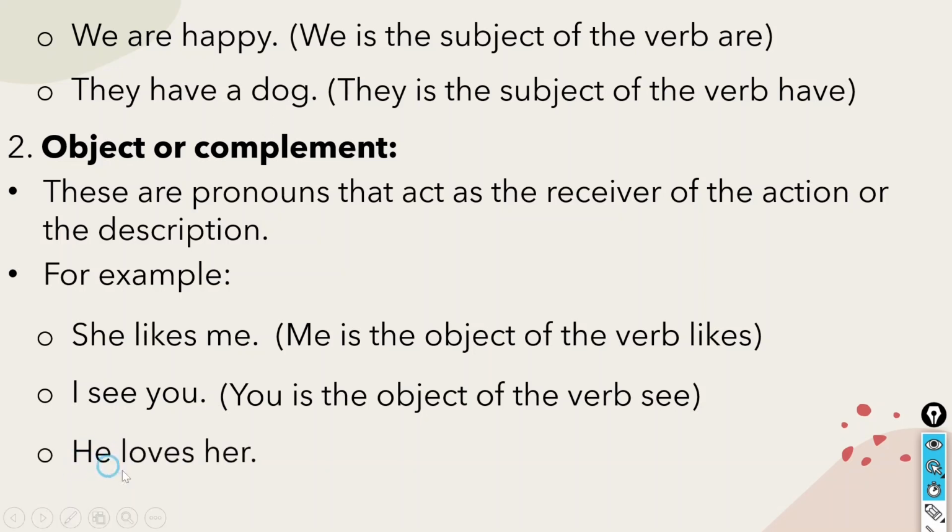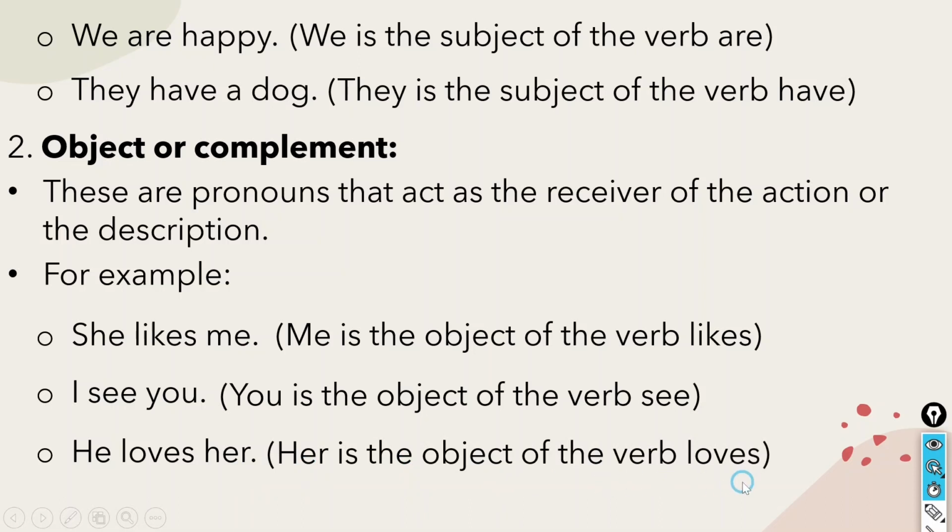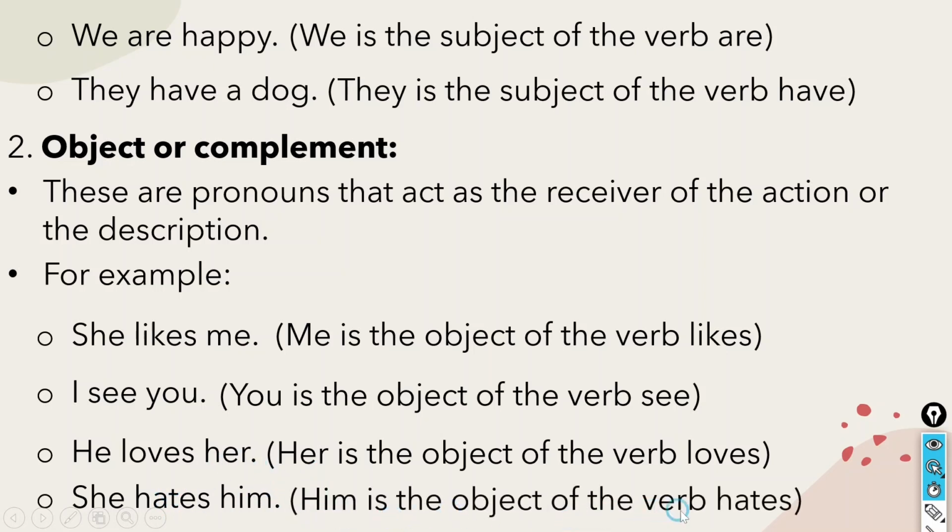All right, then, "He loves her." Love is a verb and her is the pronoun that is the receiver. So her is the object of the verb loves. Since her is the receiver of love, it becomes the object. Okay, "She hates him." Hate is the verb, and the receiver of the verb hate is him. The hate is being directed at him. So him, as a pronoun receiving the action, becomes the object. Then we say him is the object of the verb hates.